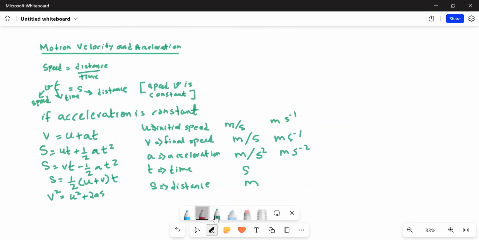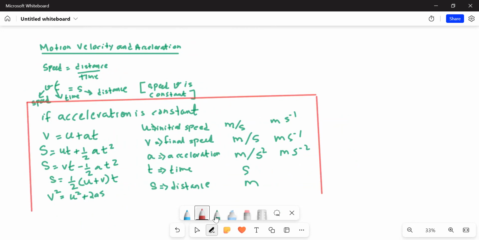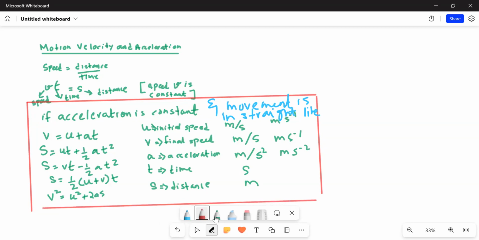Remember, these formulas are only used when the acceleration is constant and the movement is on a straight line. If acceleration is constant and movement is in a straight line, all of these are called equations of motion.